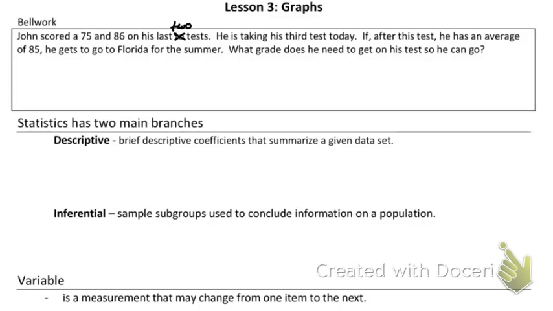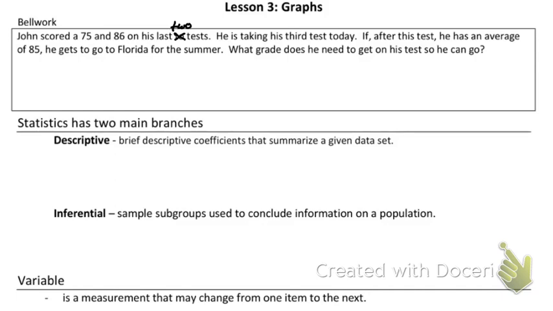All right, it says John scored a 75 and 86 on his last two tests. He is taking his third test today. If after this test he has an average of 85, he gets to go to Florida for the summer. What grade does he need to get on this exam so he can go to Florida? He has to get at least a 94, right? He can get a 95, a 96, and 97.